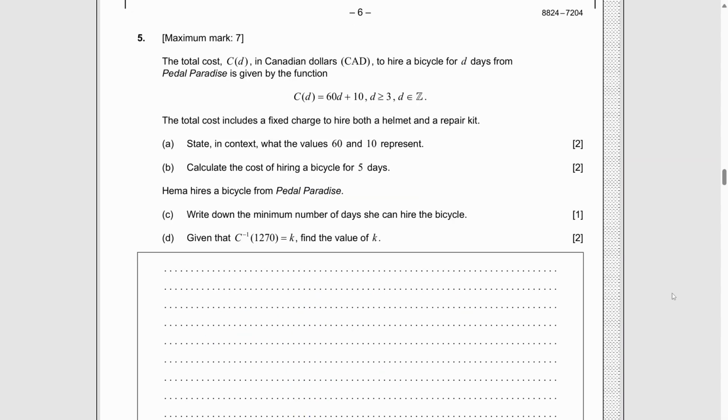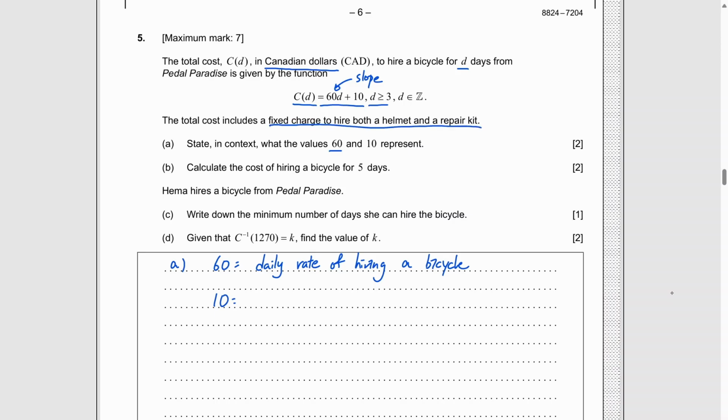Question 5. We have a function of Canadian dollars, which is dependent on the days D. We can see that it is a linear function, so 60 is the slope. That means it is the daily rate of hiring a bicycle. And 10 is the fixed cost, so we just need to copy this.